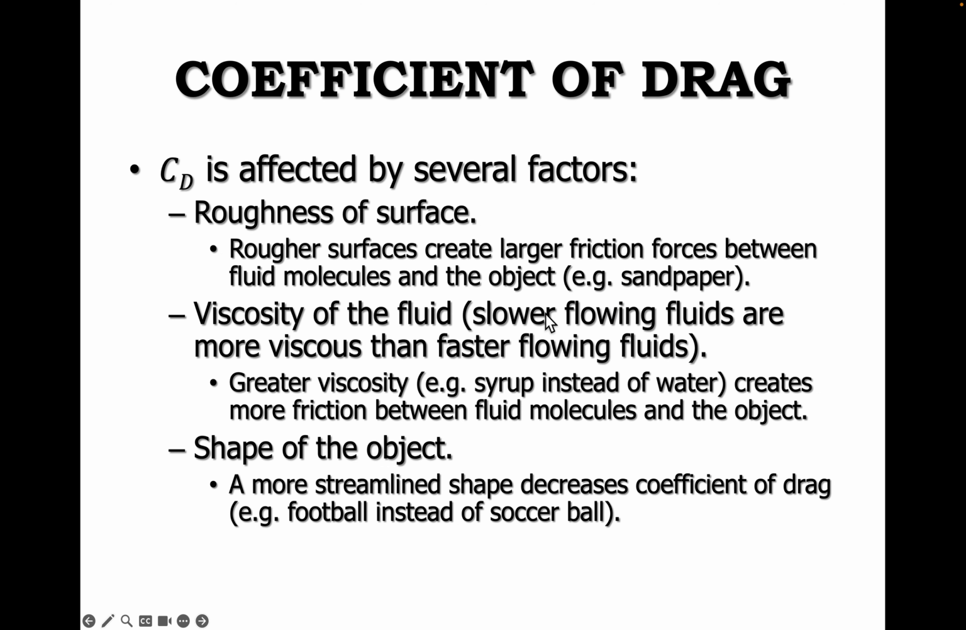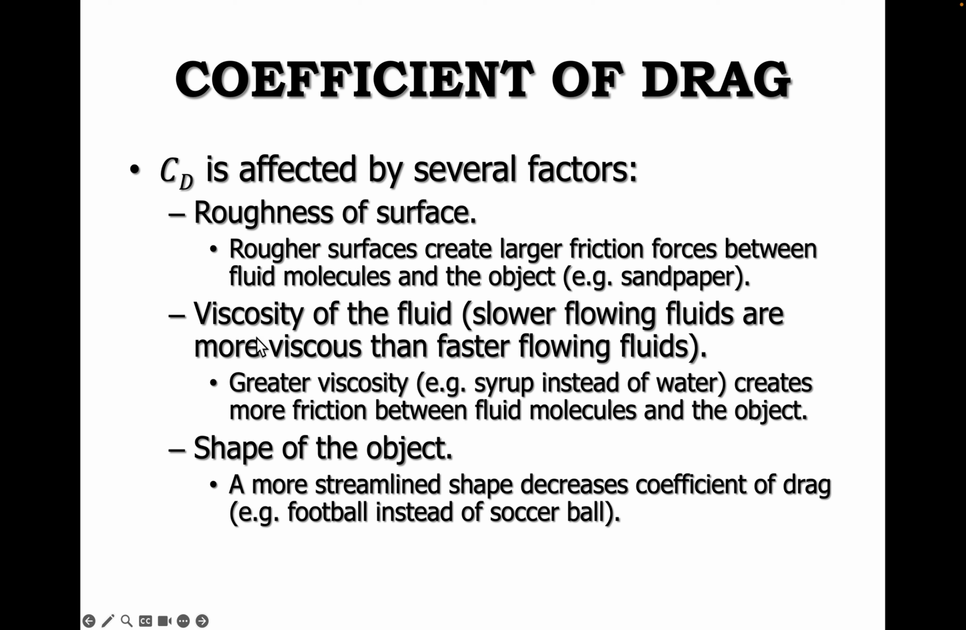So one of the effects on drag force is going to be the coefficient of drag. Now, coefficient of drag essentially is just some number, and this number is affected by several different factors. Number one is the roughness of a surface. Typically, the rougher the surface of a particular object, the more friction forces are going to occur as it travels through the fluid, therefore making it more difficult to move. A good example might be sandpaper. Sandpaper is rough. It does not glide across a surface as easily because it is rougher.